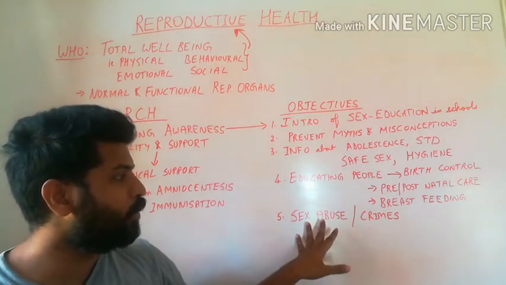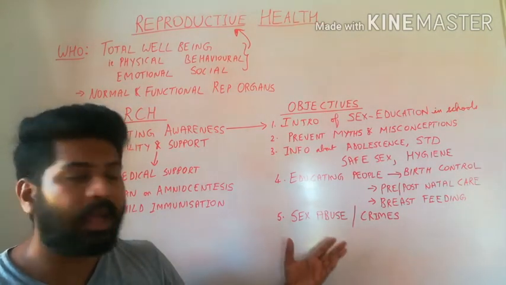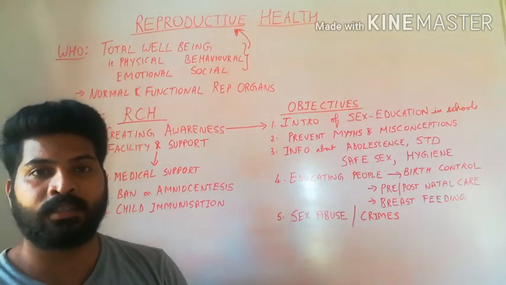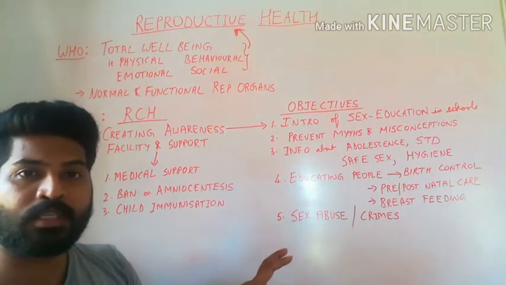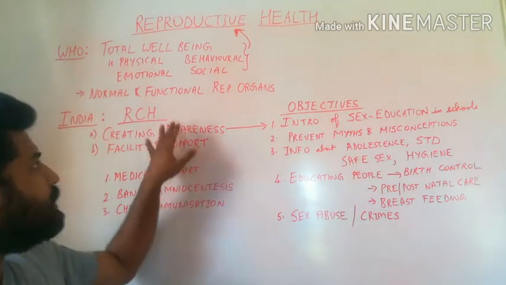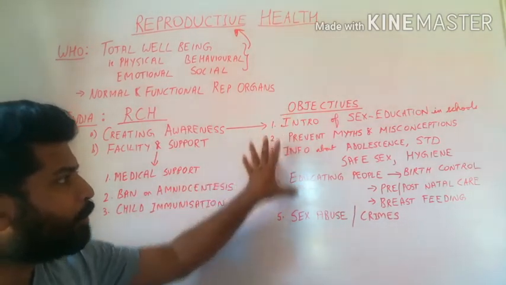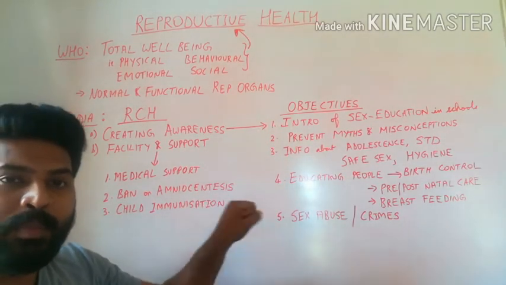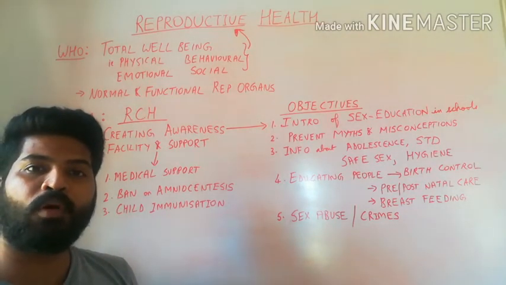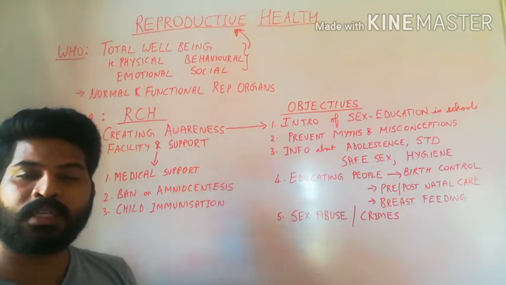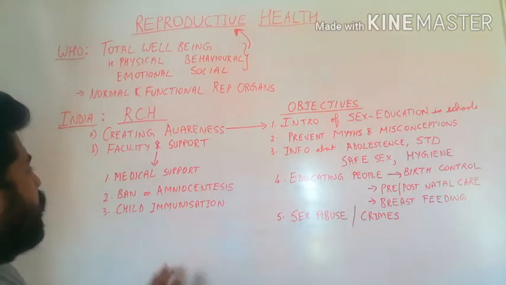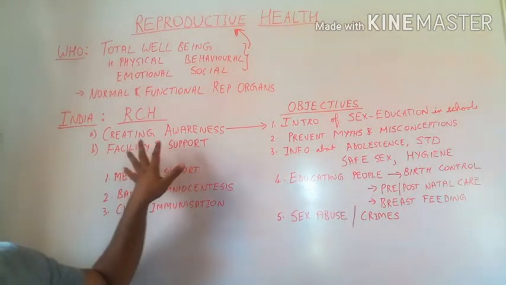It is very important to prevent sexual abuse and all sex related crimes, both in children as well as in adults. So thus providing information will help us to create a reproductively healthy society under the RCH program. To back up all this, if these have to be implemented in action, we require strong infrastructural support in the form of clinics, diagnostic laboratories and hospitals, which are essential. So that will come under providing facility and support.